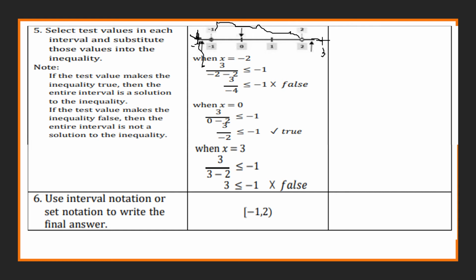So, now we're going to write our solution. We use the interval notation or set notation to write the final answer. So, this one, -1 and 2. So, this is a bracket, -1, then 2. Okay? So, bakit bracket ang ginamit natin dito? Okay? Kasi part siya ng solution. Ito, kapag ganito naman, ibig sabihin hindi siya part ng solution yung nandun 2 pataas. Okay? That's it for our example about solving rational inequality.